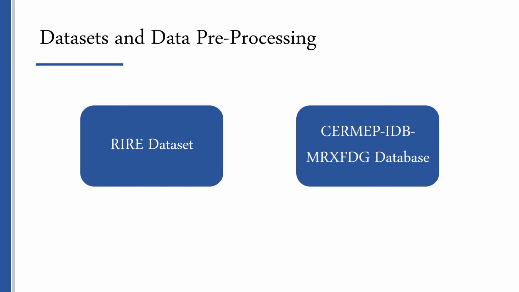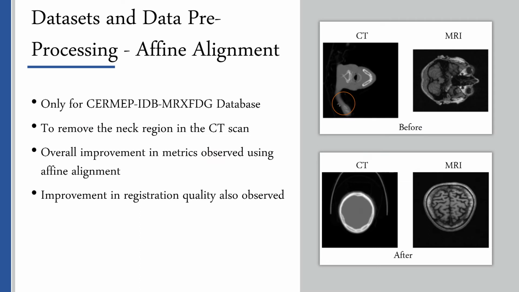The preprocessing we use is resize and normalization. We also perform a fine alignment on the images from the CERMEP-IDB-MRXFDG database. Here we can see the images before and after a fine alignment. Although the teeth still remain visible in some scans, the neck region of the scan has been removed and the images also look more similar to each other.